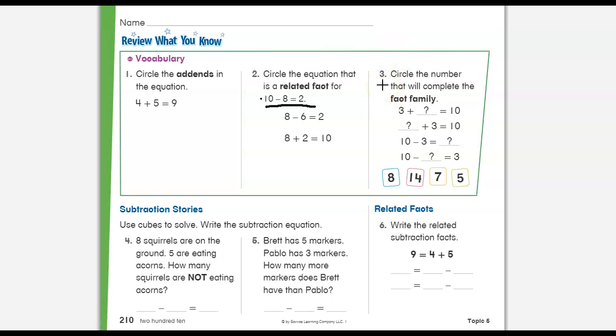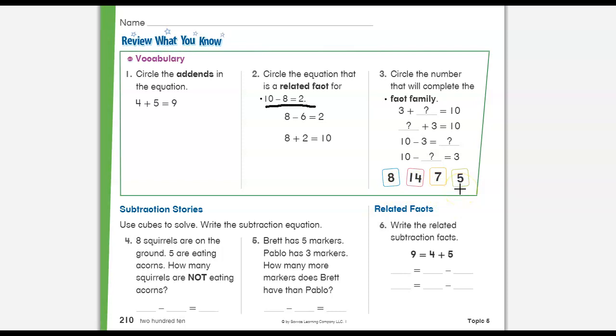Number 3 says, circle the number that will complete the fact family. Now remember, in a fact family, all three numbers in all of the equations are exactly the same. So when we look at these equations, we see that all of the equations have a 3, have a 10, and then a missing number. So our choices are, is the missing number 8, 14, 7, or 5?